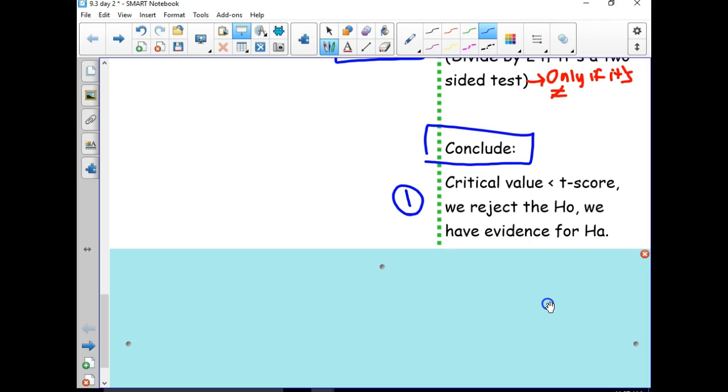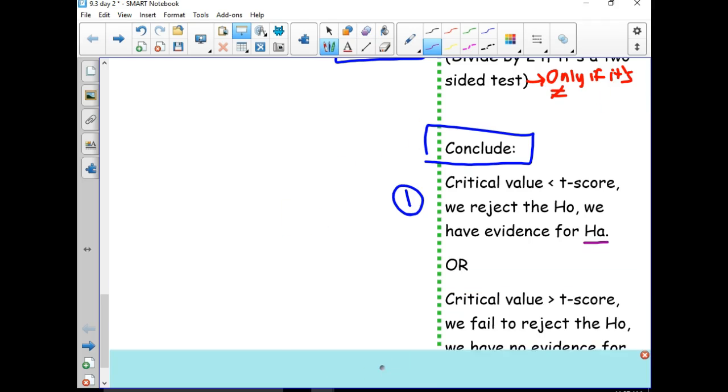It is a fill in the blank, and I'll show you here in a second. I don't care in the conclusion if you actually tell me what the critical value is, as long as it's shown above. So you can just say, because the critical value is less than the t-score, we reject the null hypothesis. We have evidence for HA, and HA does need to be in context. You guys did a nice job on your test on those. Again, context means tell me the story behind the situation. What's going on?